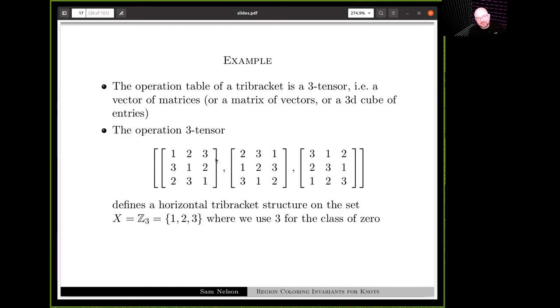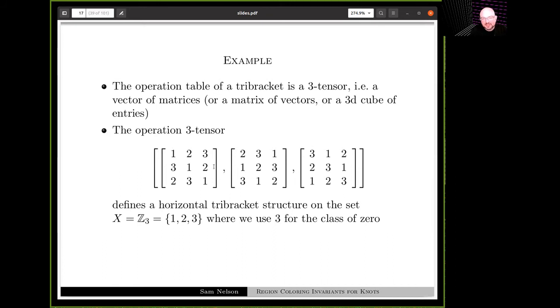So here's an example of an operation three tensor. The way to interpret this is that you want to imagine that these matrices are stacked one on top of the other. So this first one is the one level, the second one is the two level, and the third one is the three level. If I wanted to compute the tri-bracket of, say, 3, 2, 1, I would look in matrix 3, then row 2, and then column 1. And that's going to give me a 2 in this particular case.